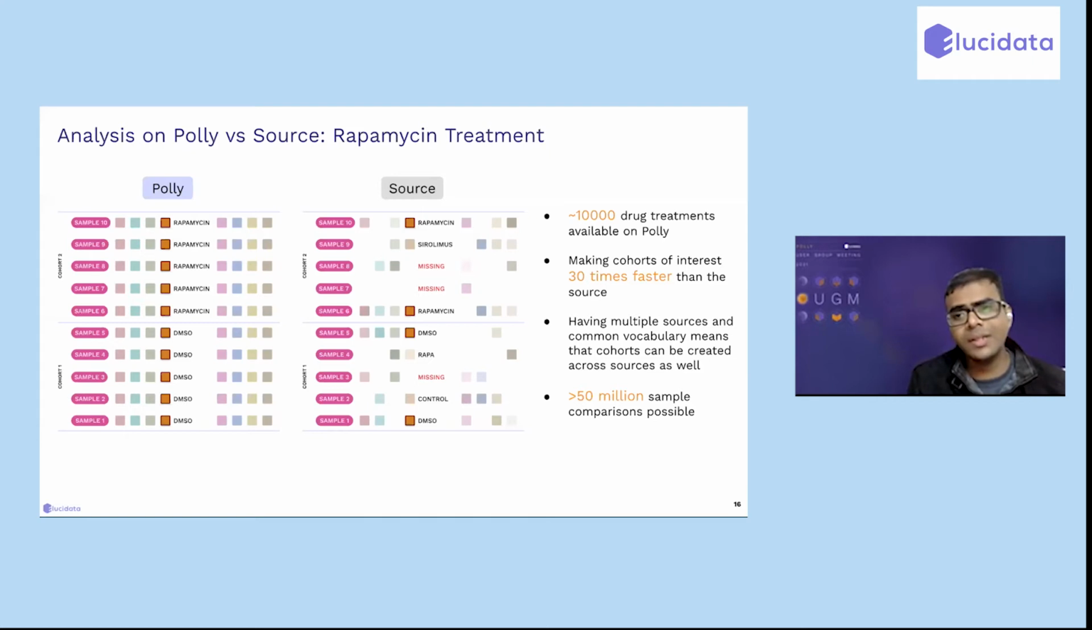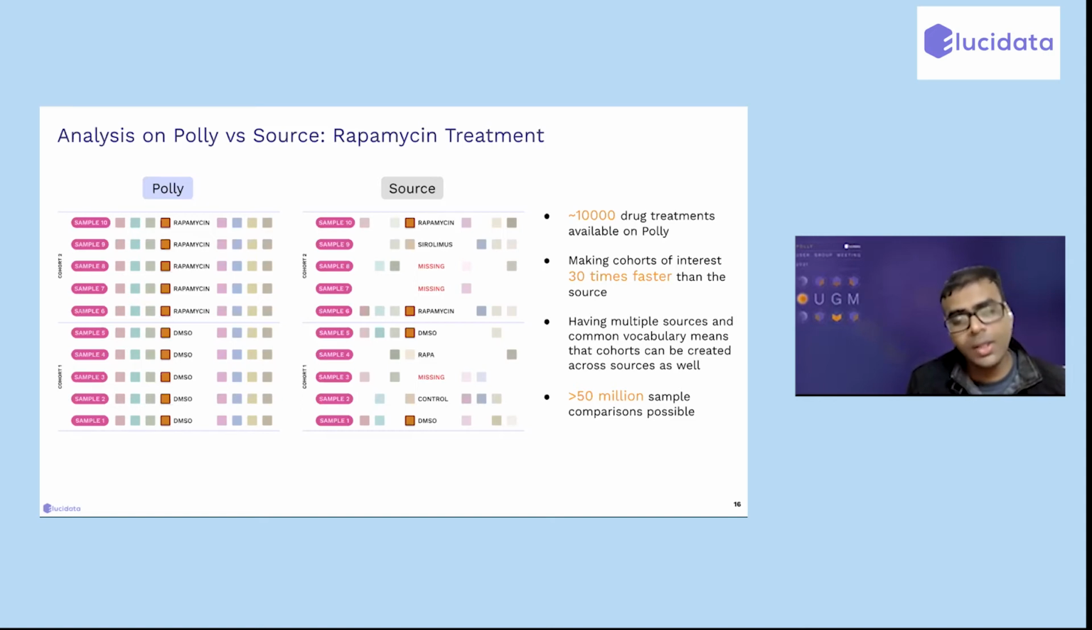For example, let's say you ask a question: I want to find out what all rapamycin treatments are available in the world, be it tissue or cell line, whatever, right? You're just focused on finding all the rapamycin treatments. If you want to do it on different sources, you'll have to learn different sources, standardize them, and then find out what is going on.